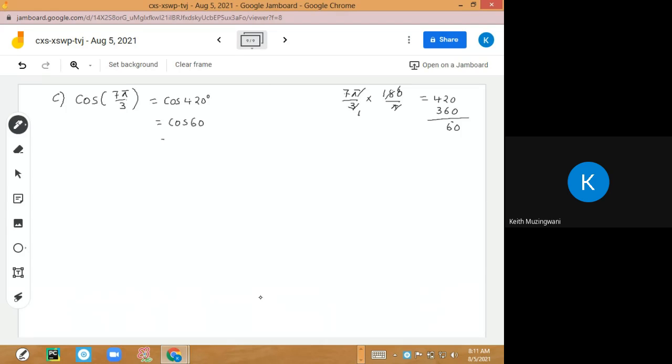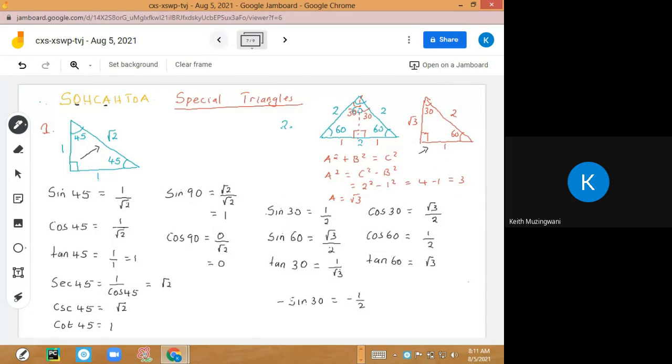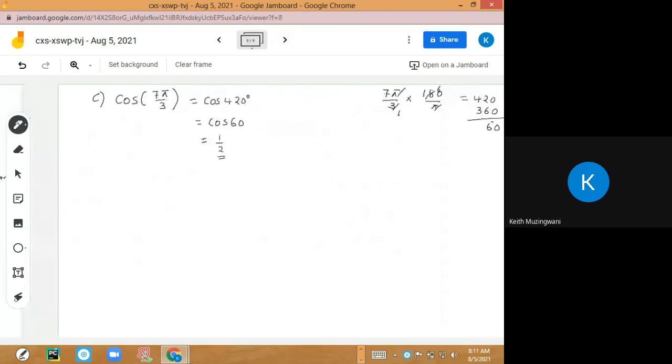So the coterminal angle lies in the very quadrant where that angle lies. So no need of reference. The 60 we have is the reference angle of itself. So we just get directly what cos 60 is, and cos 60 is half. It's here. Cos 60 is half. We're done.